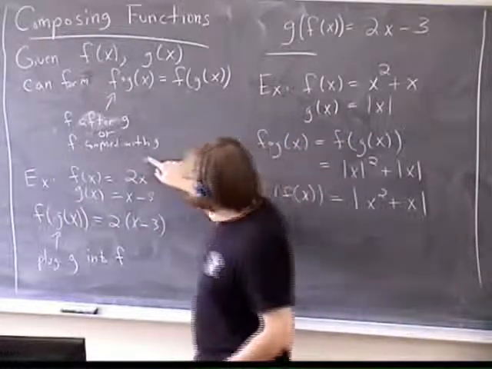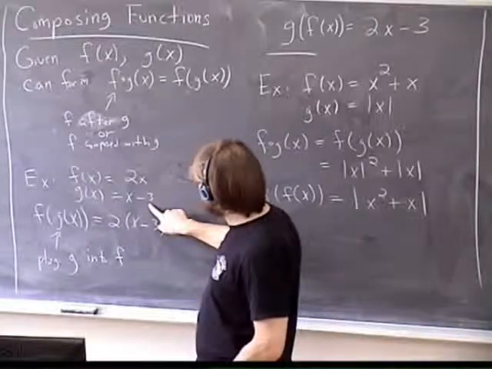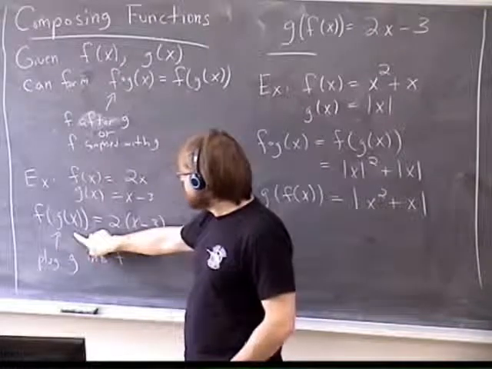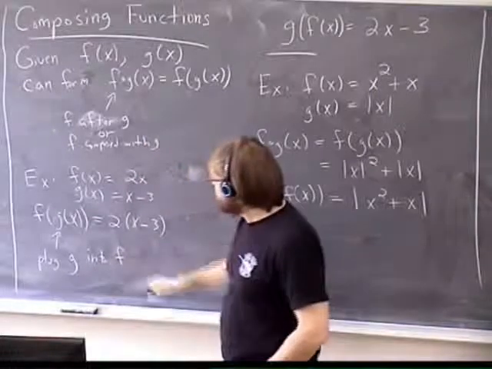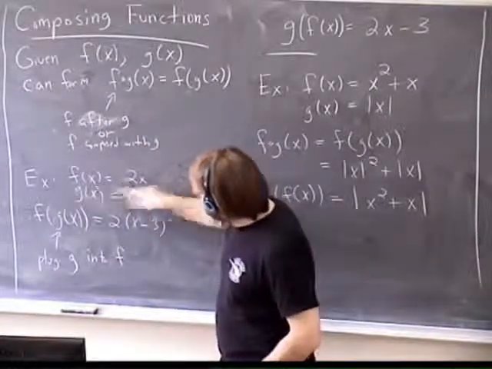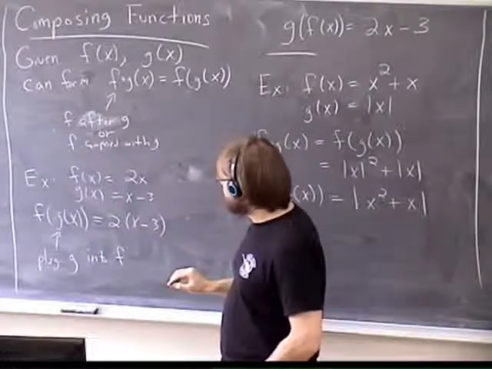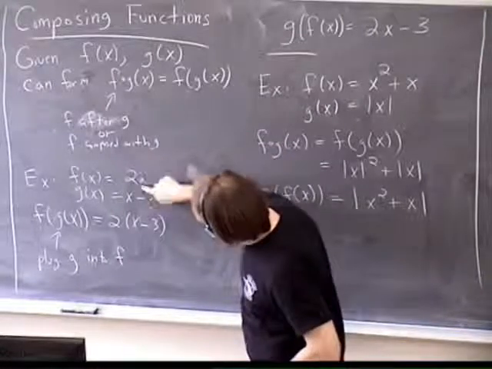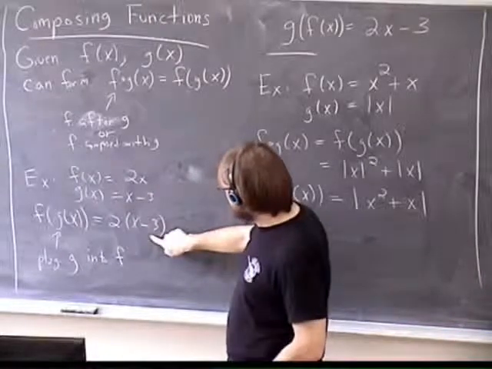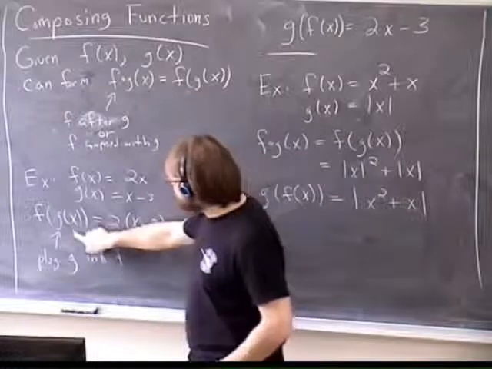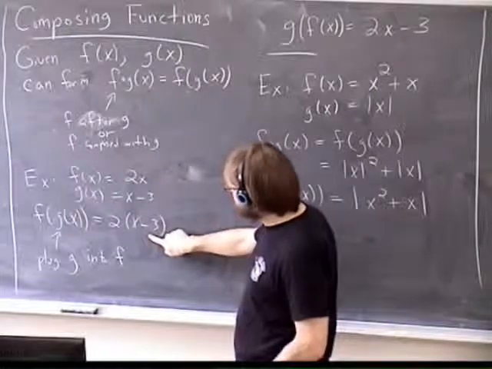Okay, so let's do some examples. Suppose we have f of x equals 2x and g of x equals x minus 3. And we want to find f after g of x. Well, what we do is we plug g into f. In other words, wherever we see an x appearing in the equation for f, we're going to replace that with the entire expression for g. So here, we only have an x right here, next to the 2, and we're going to replace that with g of x, since we're plugging g into the expression for f. And so what we get is 2 times, in parentheses, x minus 3.